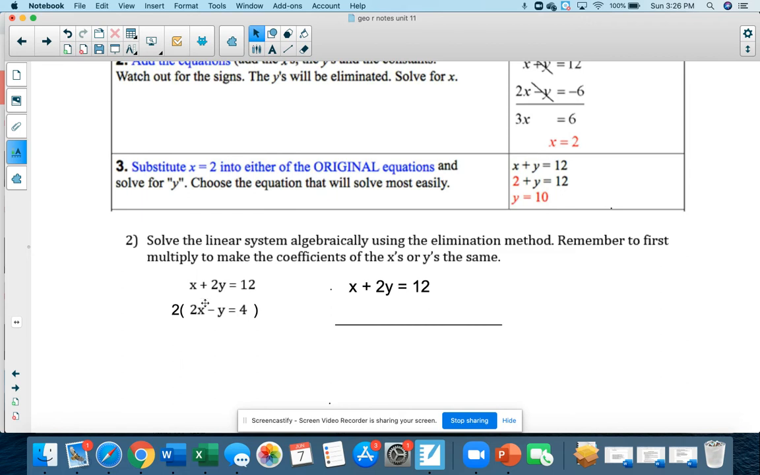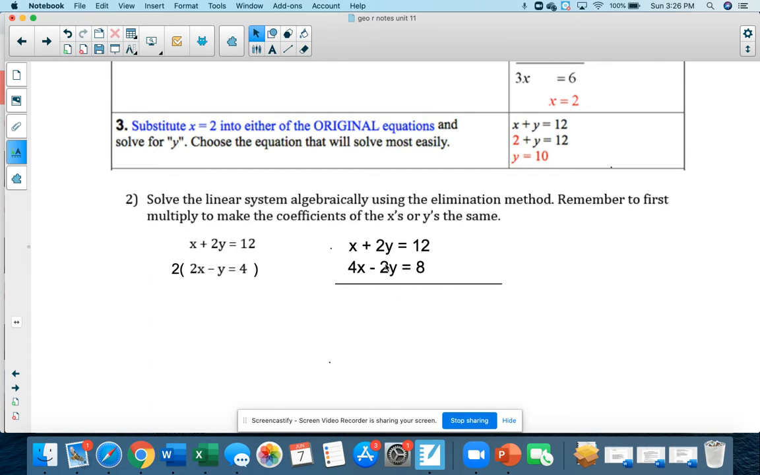I'm not doing anything. I'm taking this second equation and multiplying the whole thing by 2. 2 times 2x is 4x. 2 times -2 is -2y, and 2 times 4 is 8. Now that these are the same, I'm going to add these equations together. x plus 4x is 5x. 2y plus -2y, well, those cancel out. And 12 plus 8 is 20. These cancel out right here.